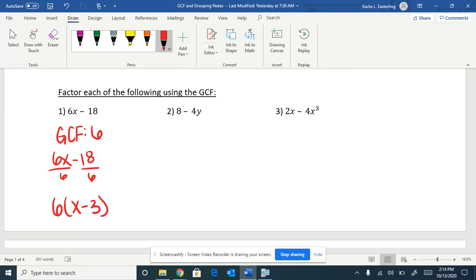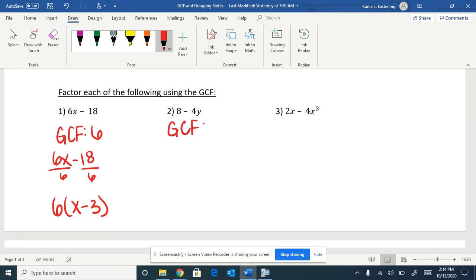I am going to go a little bit fast through these because this is just simplifying it out. You're finding your greatest common factor, dividing each term by that greatest common factor, and rewriting it. If you're struggling with this, I would probably join my Zoom call in the morning.